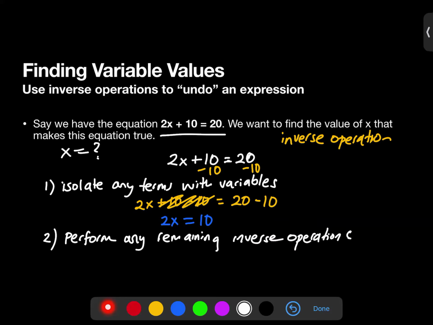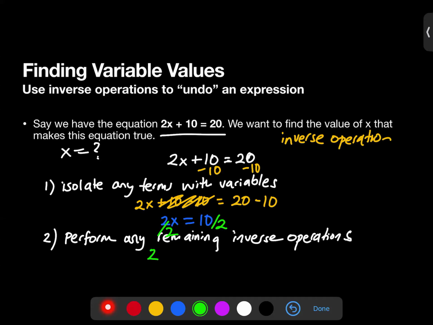So lastly, we have to perform any remaining inverse operations to get x, right? So remember, we want to find x. So what operation is this? 2x is what operation? Addition, subtraction, multiplication, division, or what? Multiplication, correct. So we'll do the inverse, which is division. So we will divide both sides by 2.